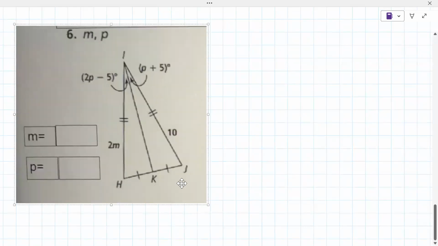So let's start with M. M is over here. There's 2M and 10. These two sides are congruent. So you're solving the equation 2M equals 10 because the sides are congruent.